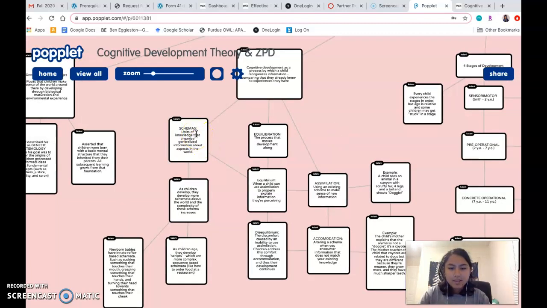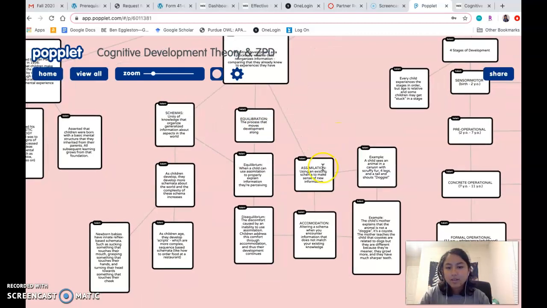Related to schemas is this idea of equilibration. So equilibration moves development along, and how children will develop is that they will either learn through assimilation or accommodation. So assimilation is when a child uses an existing schema to make sense of new information. For example, say a child sees an animal in a canyon with scruffy fur, 4 legs, and a tail, and then shouts, "Doggy!" This child is using what they already know and assimilating information into that schema.